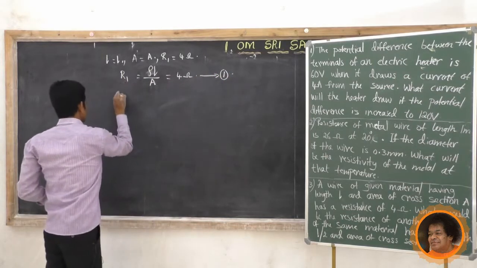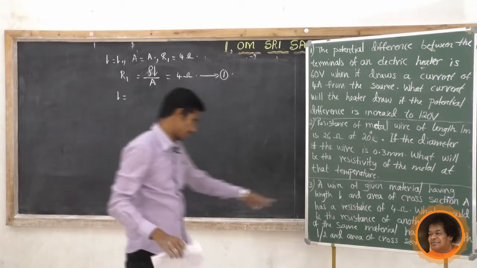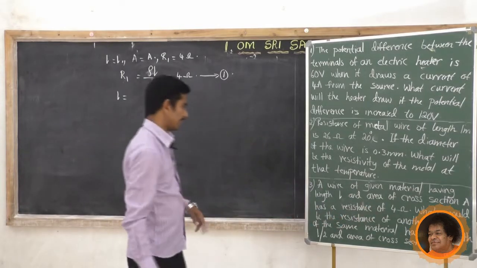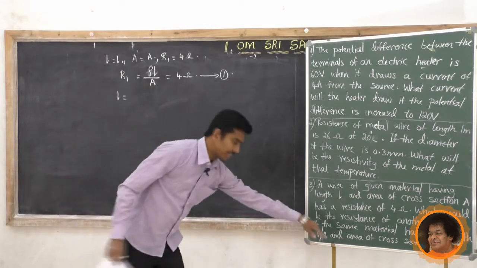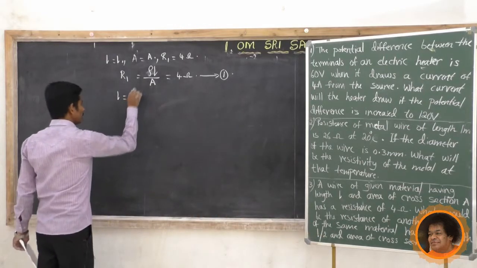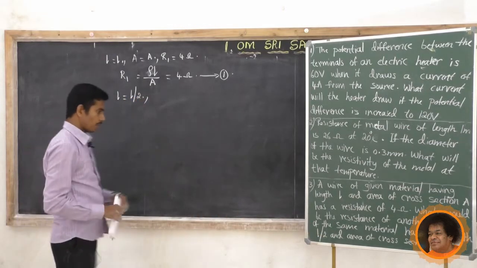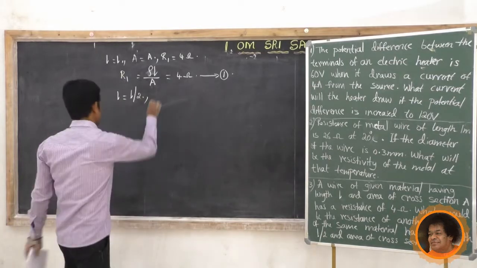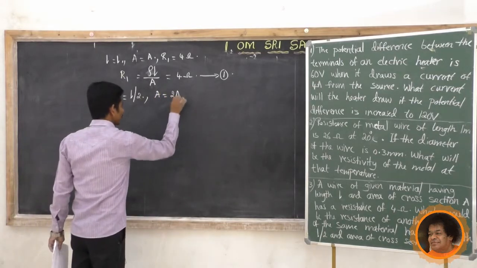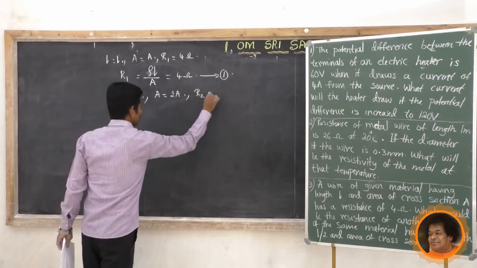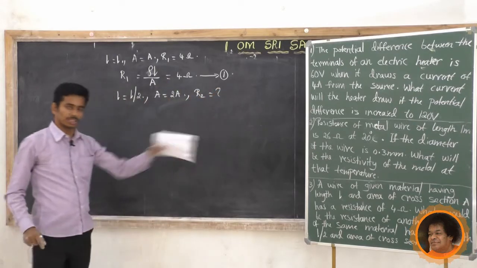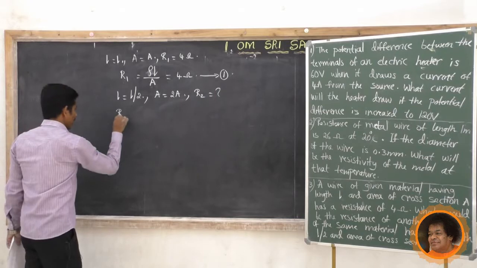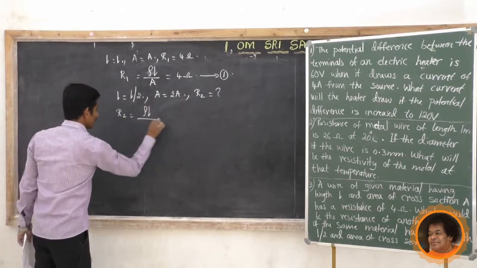Now second, what is the length of the second wire? The length of the second wire is L by 2. So L equal to L by 2. What is the cross section of that wire? Cross section A equal to 2A. Find the resistance. What is the resistance of that wire? So write the same formula. R2 equal to rho L by A.